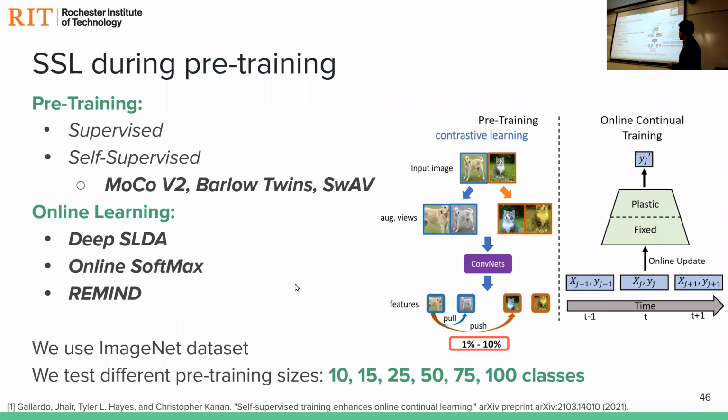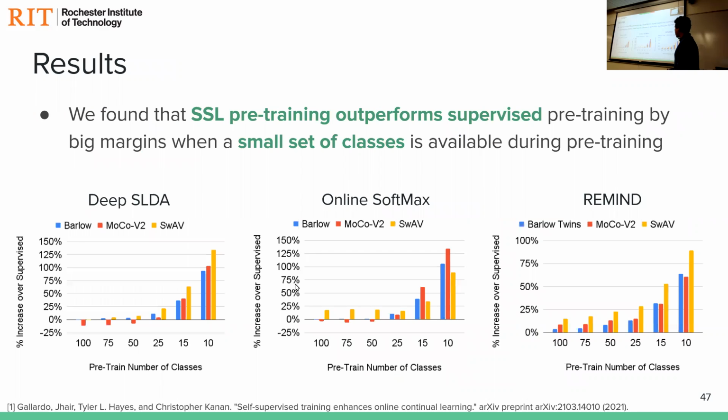We test this on ImageNet, and we train different pre-training sizes. So instead of using 10 to 50% of the data, we are using 1% to 10%. So we know that this is the extreme case where supervised breaks. After doing experiments, we found that self-supervised pre-training outperforms supervised pre-training, especially when we have a small set of classes. So on these images, what they're showing you is the increase over the supervised pre-training.